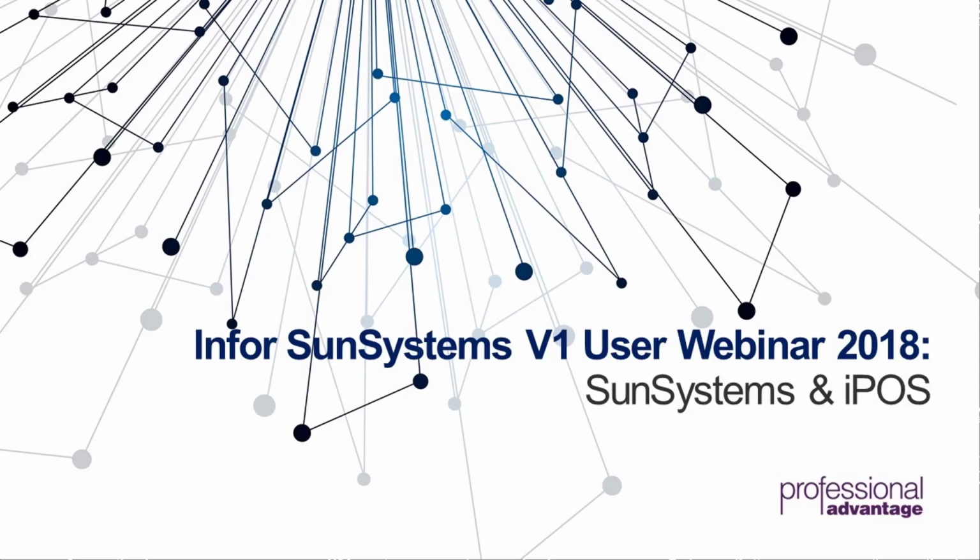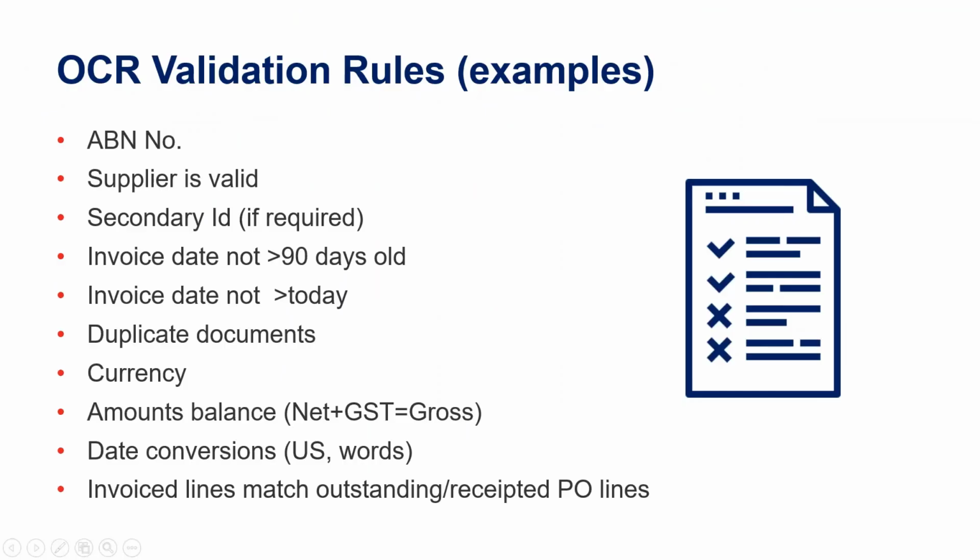Okay, so I'll just quickly recap on the validation rules that I mentioned earlier. Check the valid ABN number, checks if file is valid, adding any secondary ID if it's required. Some simple checks, depending on the rules that can be set up, but the one that I was looking at in my example actually checks if the invoice date is older than 90 days, or if it has a future date, then it's going to reject as well. It checks for duplicate documents in the system, so we've seen that happen in the XML, but if it's one that's already been processed in iPOS, that would also give us an error in the capture module.